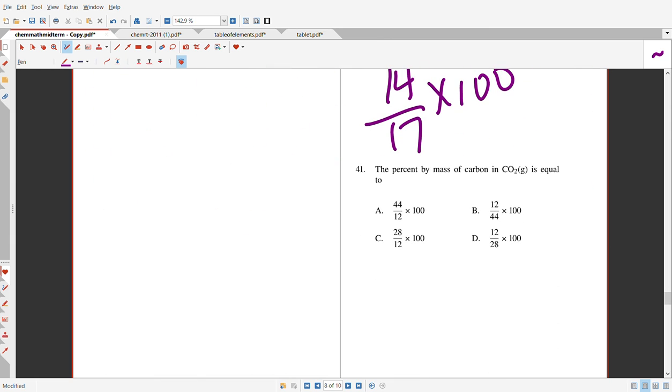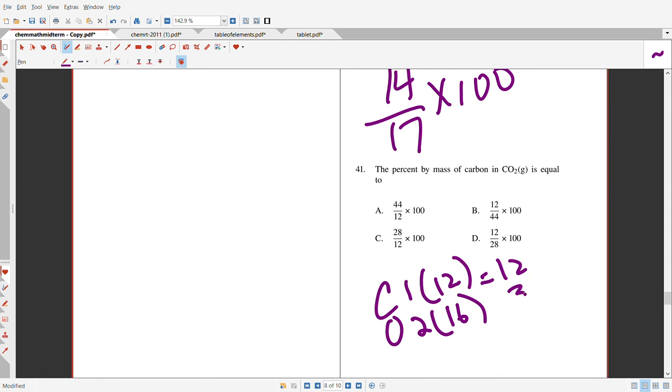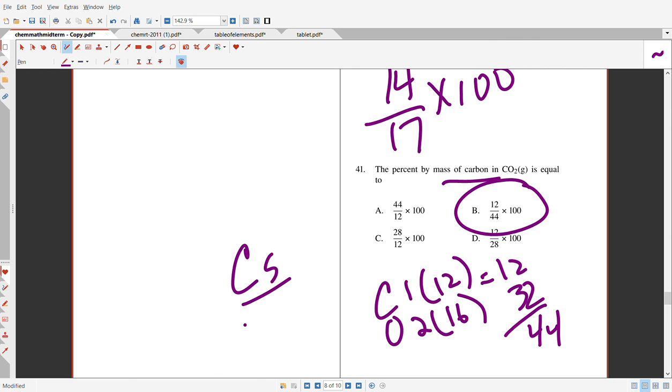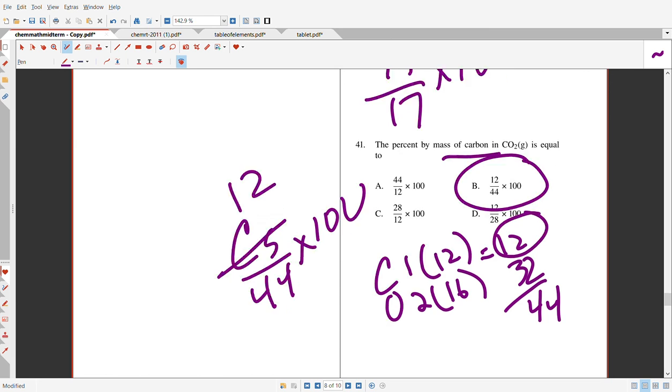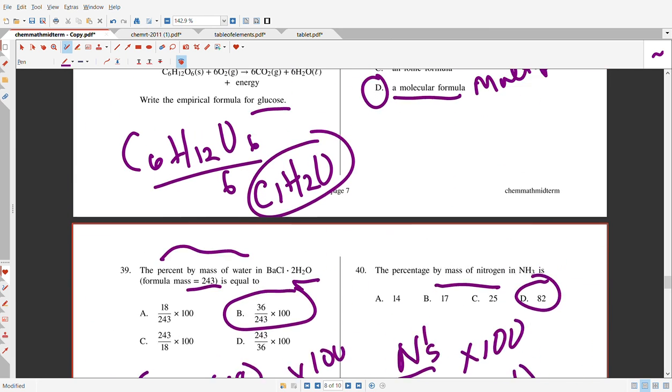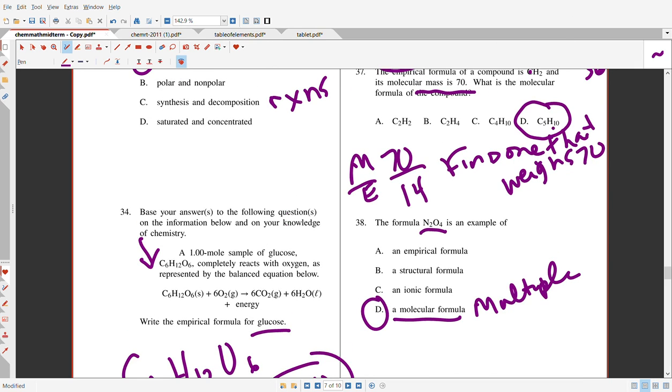Next one, carbon weighs 12, we looked it up before. Oxygen weighs 16, so the total weight is 44. So we need a 44 on the bottom, so it has to be that one. Anyway, it's carbon's weight, because they want the percent of carbon, over the total times 100. And there's only one carbon in this problem, so you do that. Good? Yes. And that's basically all of the math. That's not bad.